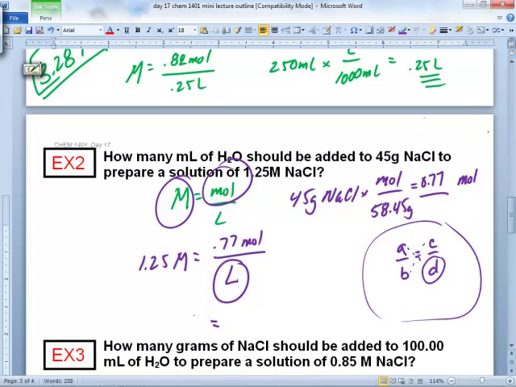If it looks better like that, do that. But a lot of times you don't see that part. You end up with the liters, would be the 0.77 moles, all over the 1.25 big M. That makes sense? Ashton, you see what I did? Okay. So 0.77 divided by 1.25, about 0.61, 0.62.